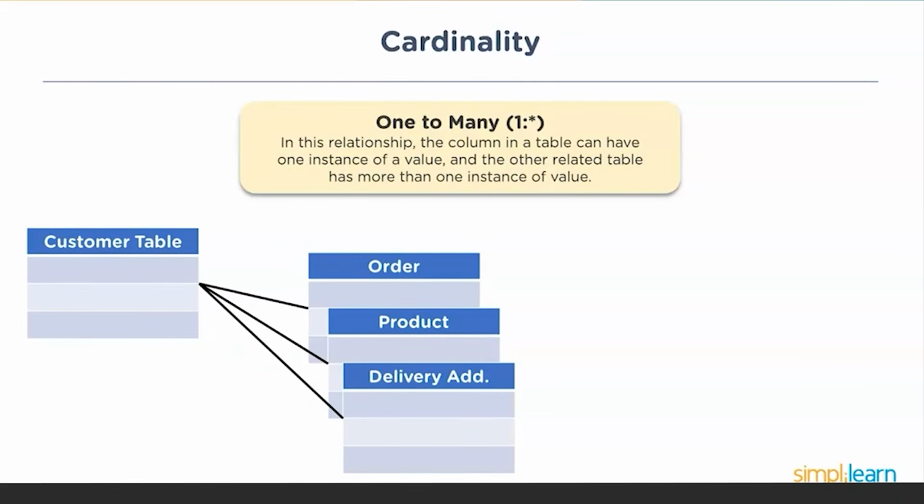Now one-to-many, as I said, is the reverse side of many-to-one. So in the customer table, only one customer record exists per customer, and one customer can place many orders for multiple products and can also have multiple delivery addresses. So that way, this is a typical one-to-many relationship. We will be seeing this example also in our sample data set.